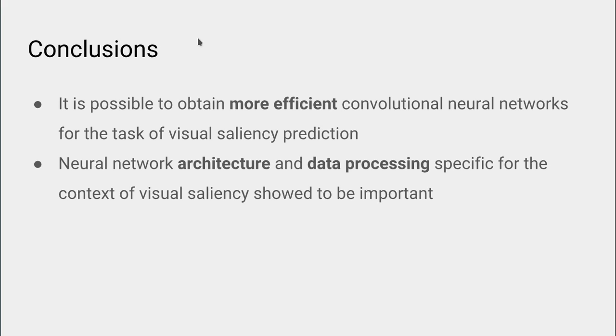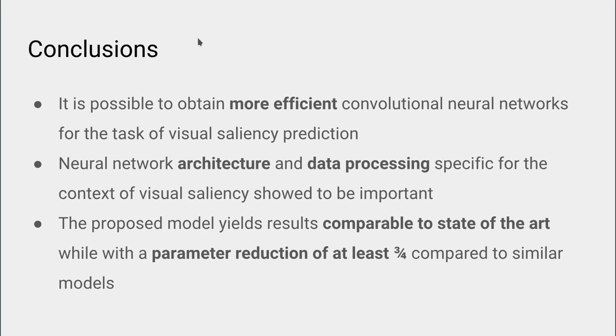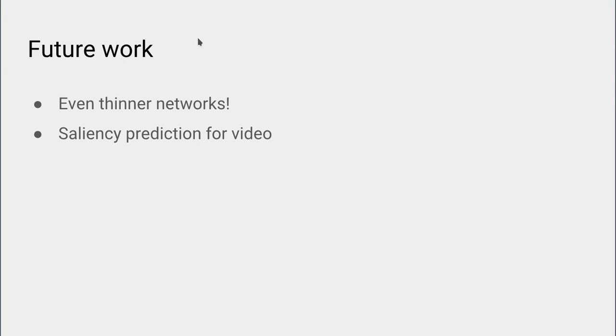Some conclusions are: it is possible to obtain more efficient convolutional neural networks for the tasks of visual saliency prediction. Neural network architecture and data processing specific for the context of visual saliency showed to be important. The proposed model yields results comparable to state-of-the-art, while with a parameter reduction of at least 3/4 compared to similar models. Some topics for future work include even more efficient networks, maybe further exploration of more efficient architectures, and studies on works that try to achieve the same goal for other problems can be useful.